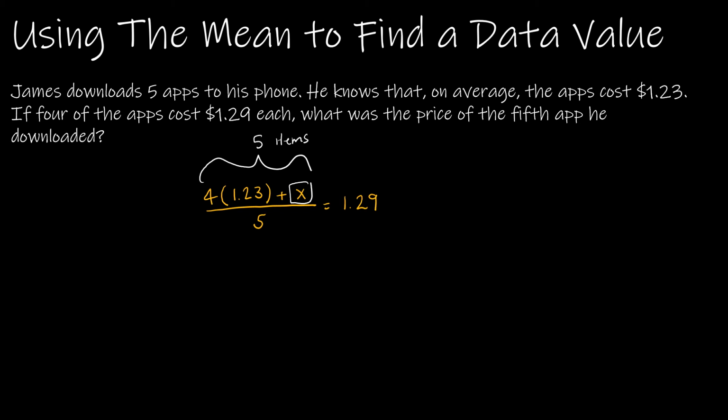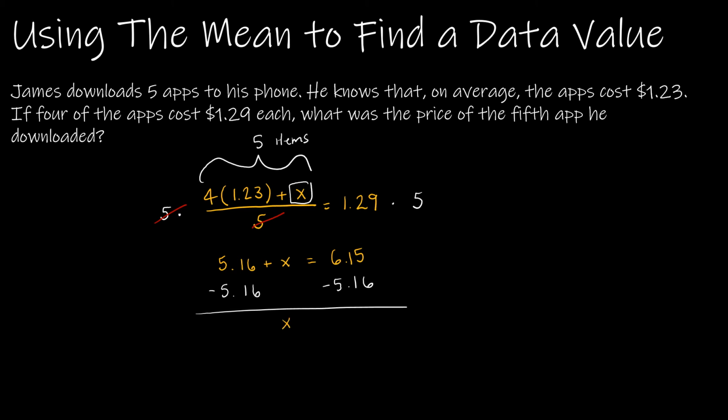So my first step then is to multiply by 5. Now when I multiply by 5, on the left side, my 5's go away. So that's going to give me, if I take 4 times $1.23, 5.16 plus x on the left side, and on the right side I've taken 1.29 times 5 to get 6.15. Now all I have to do to get x by itself is to subtract the $5.16 from each side, and when I do that I get my final result, and that final result is that x is 0.99.